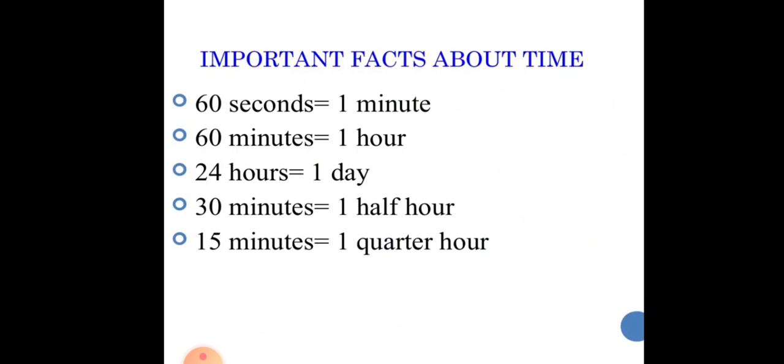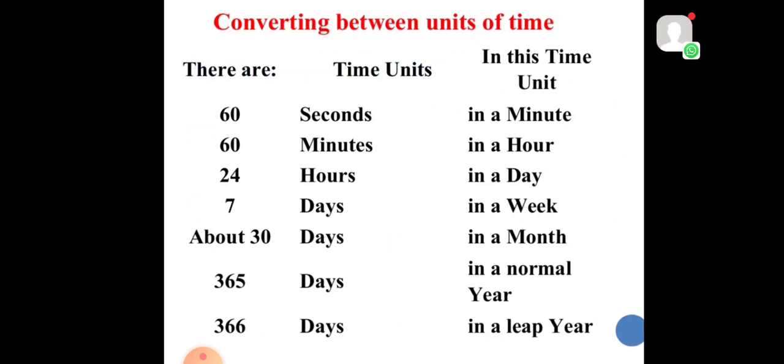Important facts about time: 60 seconds is equal to 1 minute, 60 minutes is equal to 1 hour, 24 hours is equal to 1 day, 30 minutes is equal to half an hour, and 15 minutes is equal to a quarter hour.